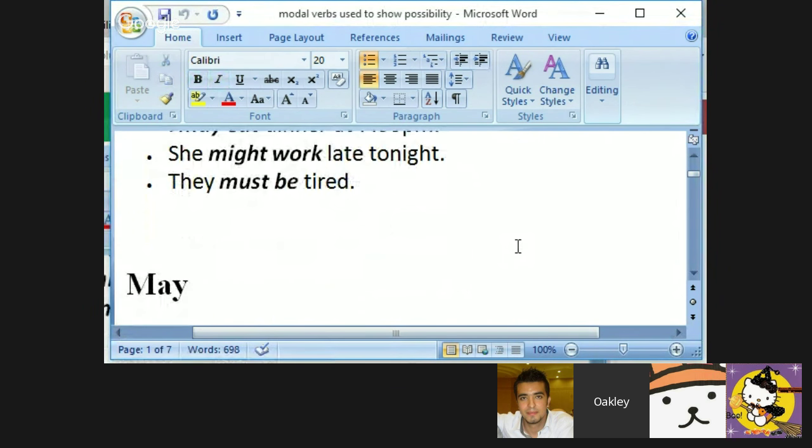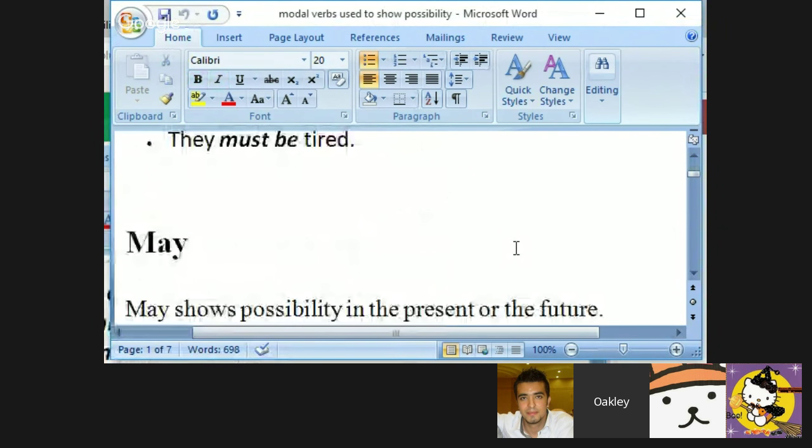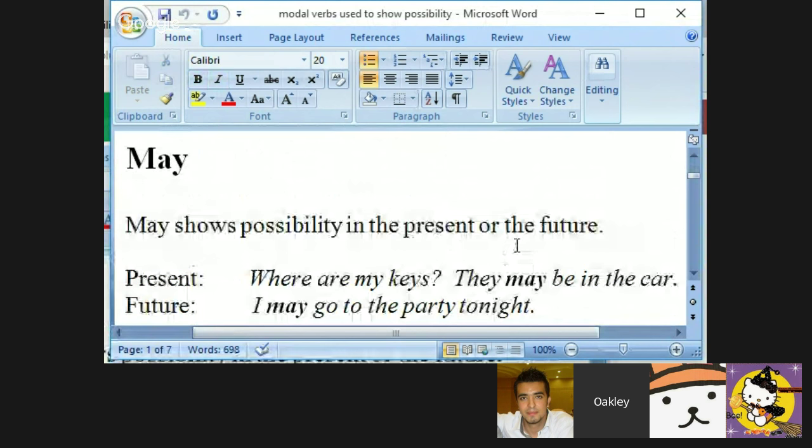That's the basic form. Let's talk about some different modals and how they're used to show possibility. First of all, may. It's a lovely month in spring. It's also a modal. It shows possibility in the present or future.